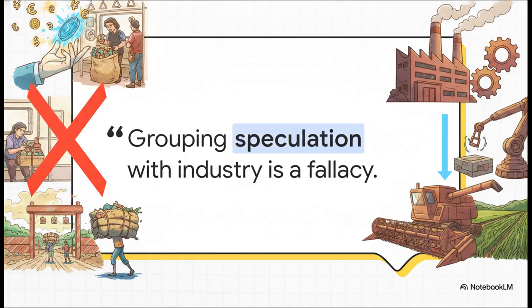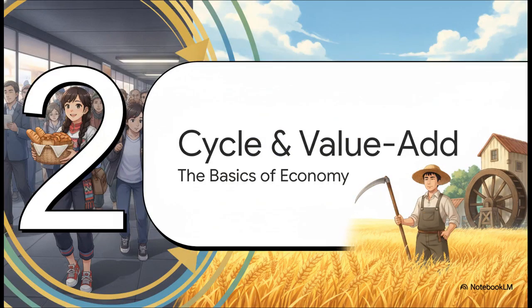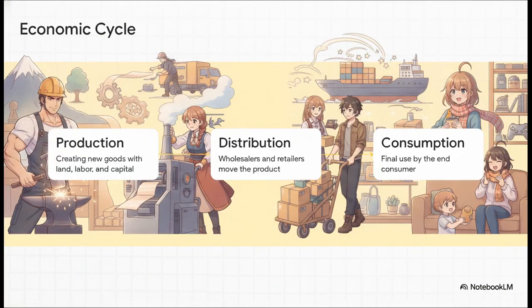We absolutely have to define our terms transparently, because if we don't, we fall into these misleading traps that completely skew our understanding of the economy. Moving to Step 2. The economic cycle and value add. To see why grouping a subway peddler with, say, a wheat farmer is totally flawed, we've got to look at the absolute basics of how goods move through society.